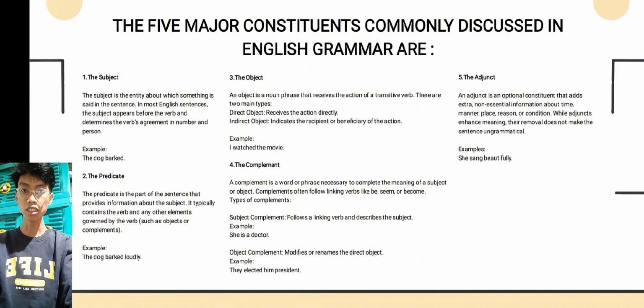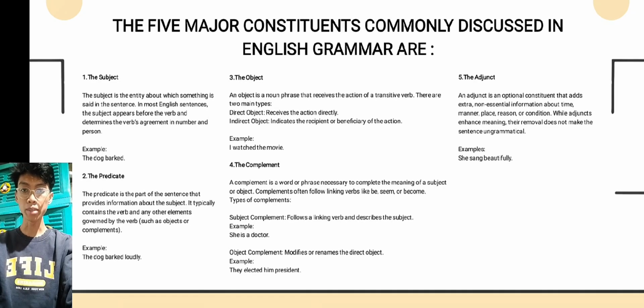Number 3, the object. An object is a noun phrase that receives the action of a transitive verb. There are 2 main types: the direct object, which receives the action directly, and the indirect object, which indicates the recipient or beneficiary of the action. Example: I watched the movie.